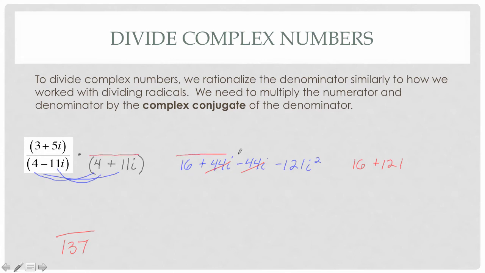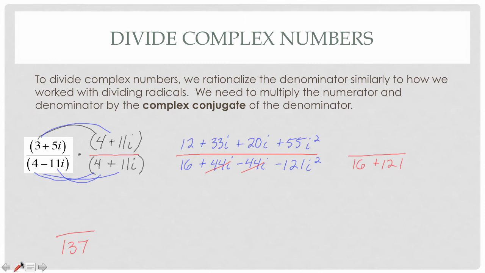Let's now deal with the numerator. If I multiply the bottom by 4 plus 11i, then I've got to multiply the top by 4 plus 11i. So here we go. 3 times 4 is 12. 3 times 11 is plus 33i. 5i times 4 is plus 20i. And 5i times 11i is plus 55i squared.